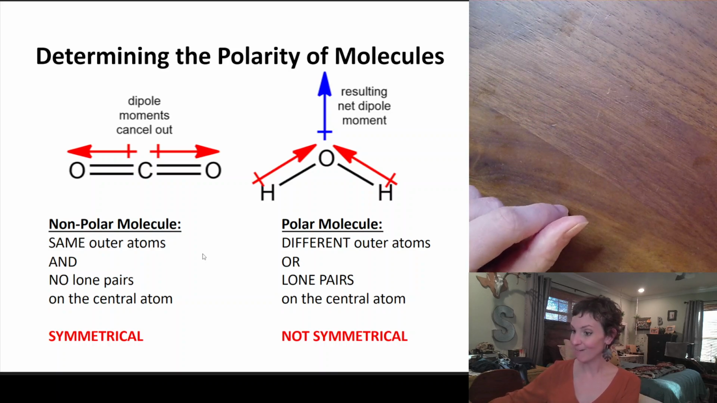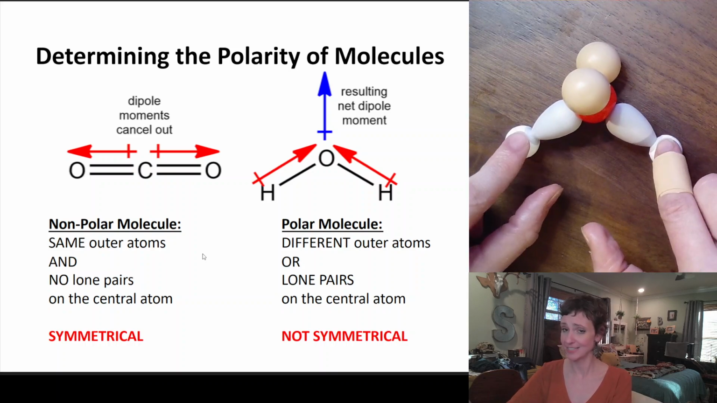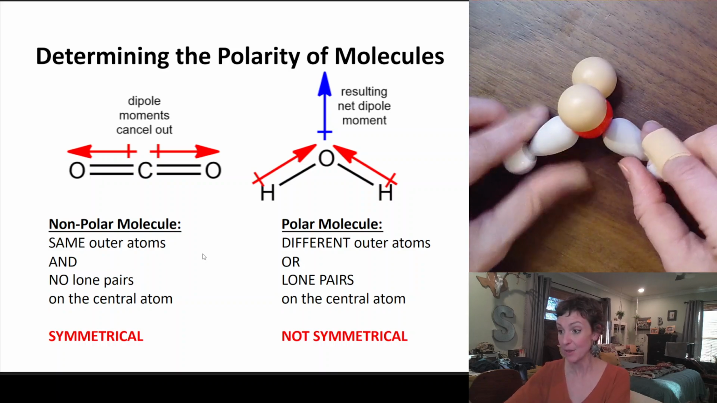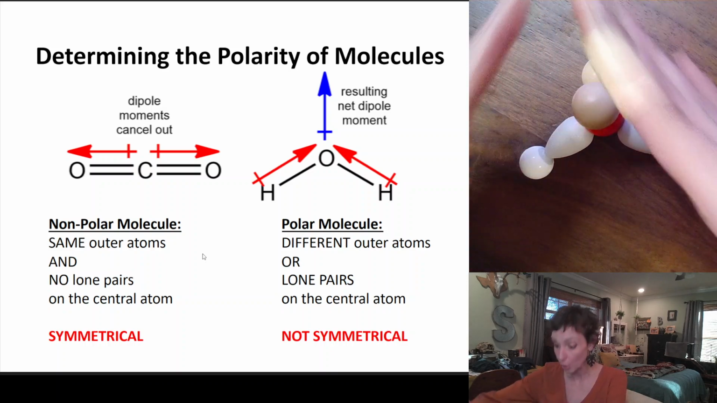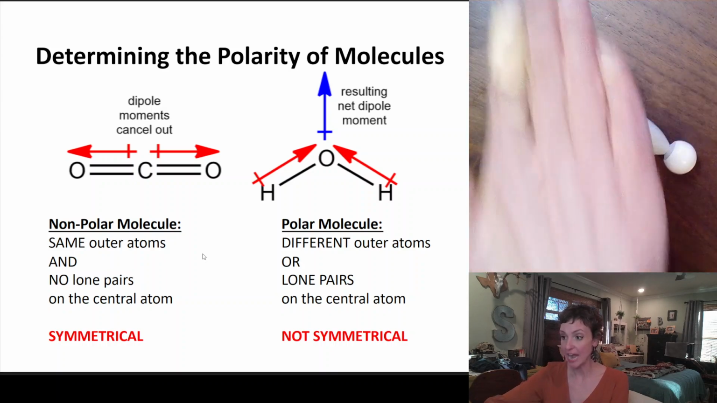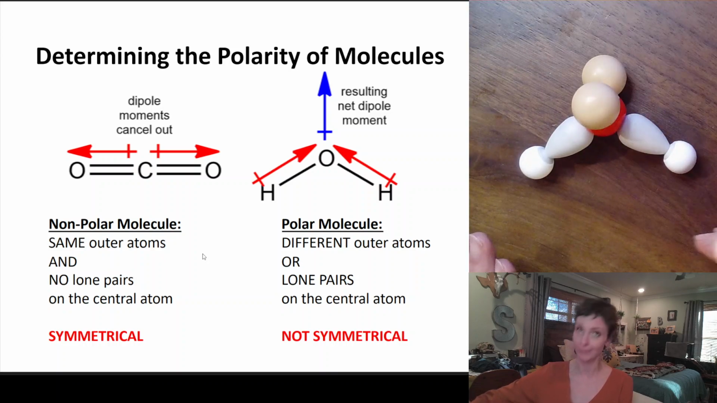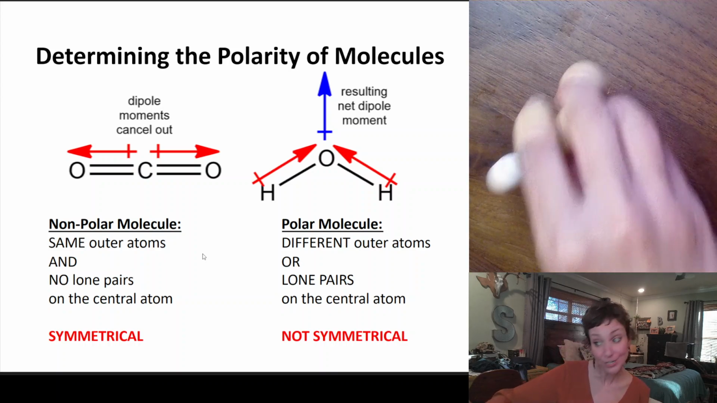But if I bring water in here, y'all, yes, it's got the same outer atoms. Yes, they're both hydrogens, but it does have lone pairs on the central atom, which means it's going to create this shape to where those dipoles now collectively go up together, creating a net negative charge here on the top of the water molecule where the oxygen is, and a net positive charge down here where the hydrogens are. So we have a polar molecule. You're like, okay, I need some more examples. Well, I have more examples for you.